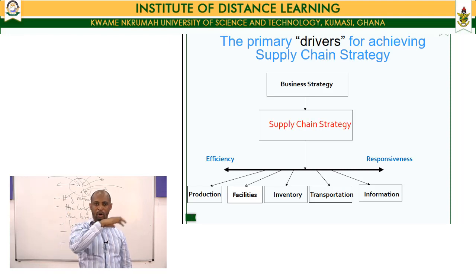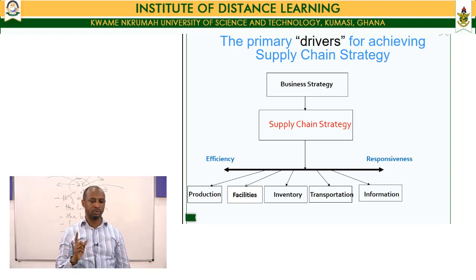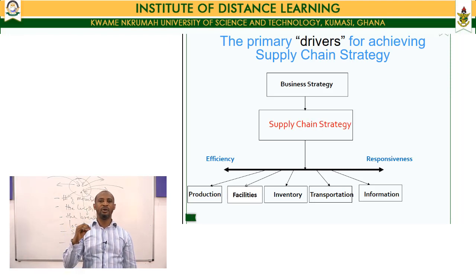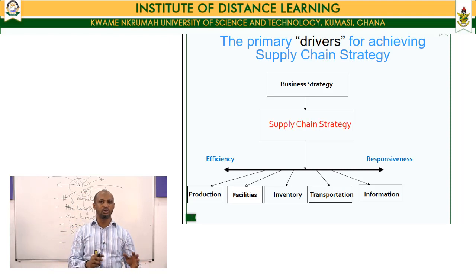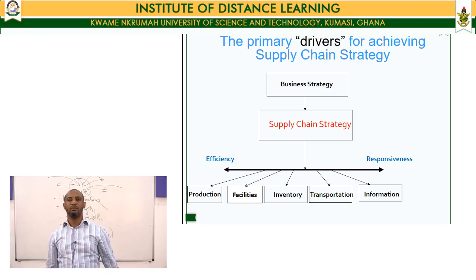Inventory must be kept a lot, because to be responsive means every time the customer needs the product, it is available. Transportation must be at its best. Anytime there is the need to move the product, it is moved in record time, and information is passed on in a timely fashion. If you are emphasizing efficiency, you may take your time to produce with fewer facilities, store little, but your transportation must be efficient, so that whenever the people need the product, you are able to supply it to them, and information must also flow, and flow very well.